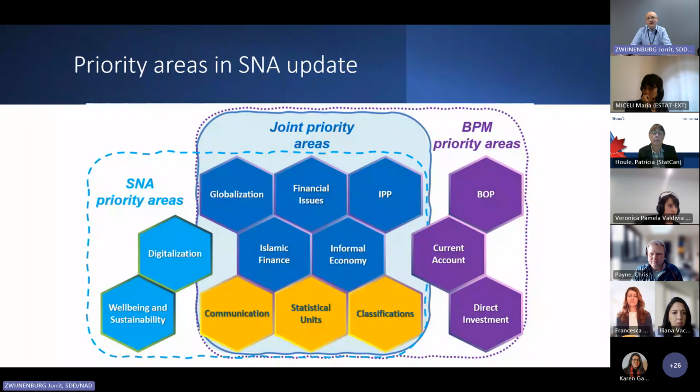Briefly, the main priority areas in the SNA update. On the left-hand side, you see SNA priority areas. On the right-hand side, you see BPM, which is balance of payments manual priority area. So we jointly approached several issues. In the middle, you see issues like globalization, financial issues, intellectual property products, Islamic finance, etc., that are joint areas where we collaborate. And then on the left-hand side, you see the specific SNA priority areas. So digitalization is mainly driven by the SNA community, and also the proposals in the area of well-being and sustainability.